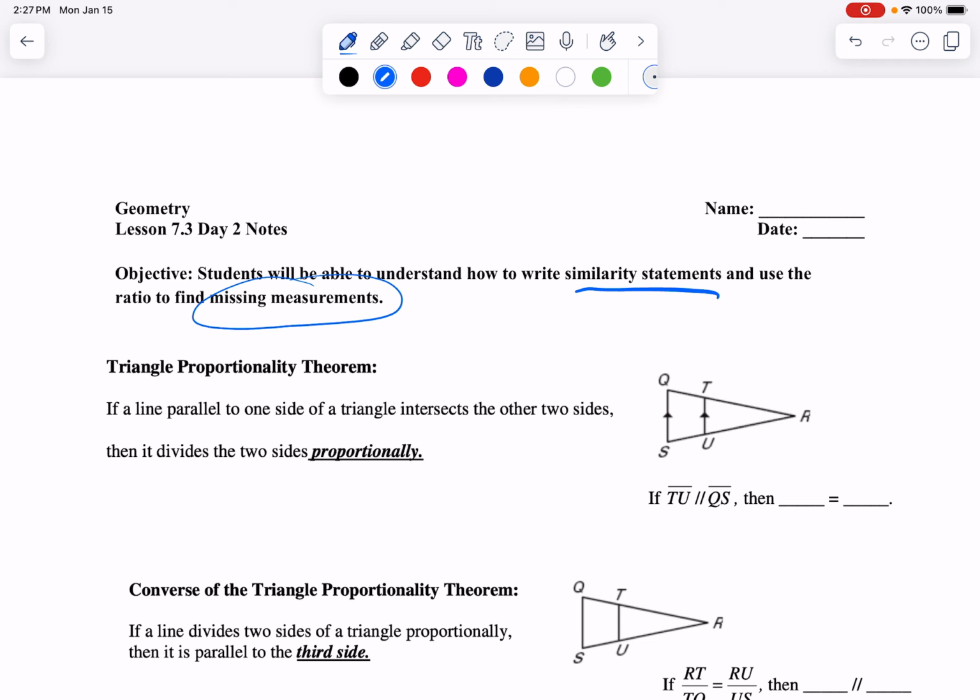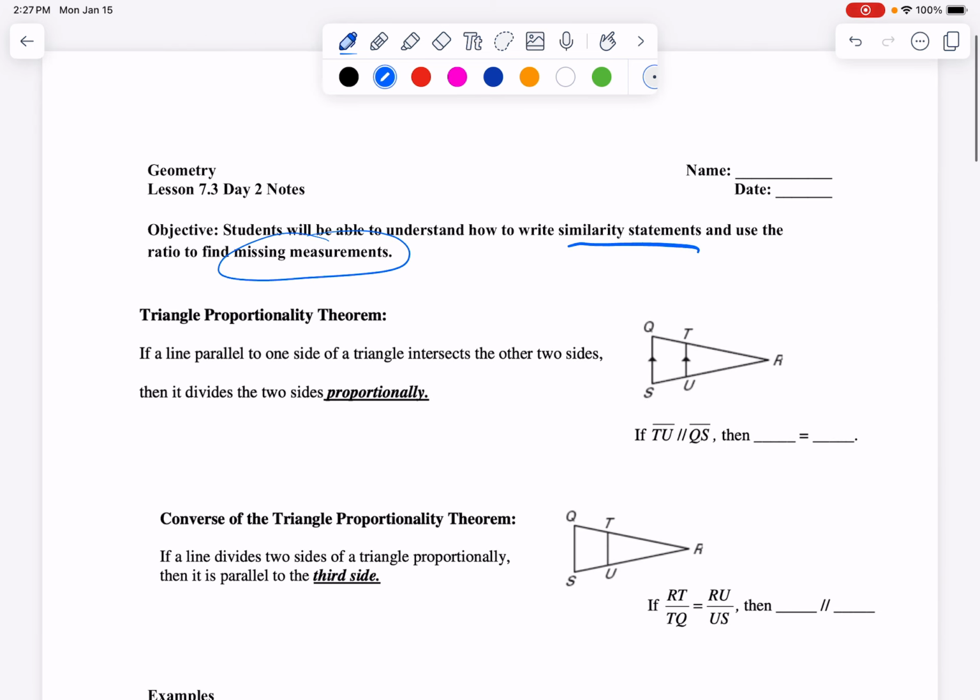Okay, so here's what we're going to talk about specifically today. Today's going to be about when we have overlapping triangles, how do we find missing sides? And we're going to use this theorem that you guys haven't heard of before. It's called the triangle proportionality theorem. Basically it says that if we have a line that is parallel to one of the sides of a triangle and intersects the other two sides, then it divides the two sides proportionally.